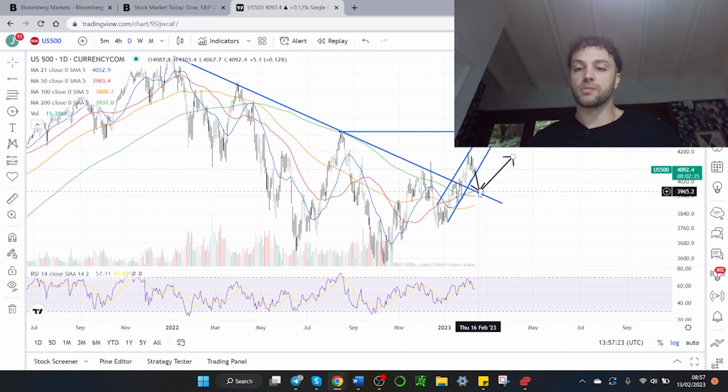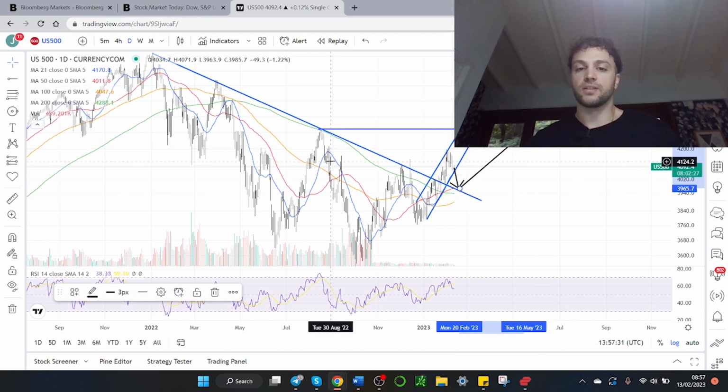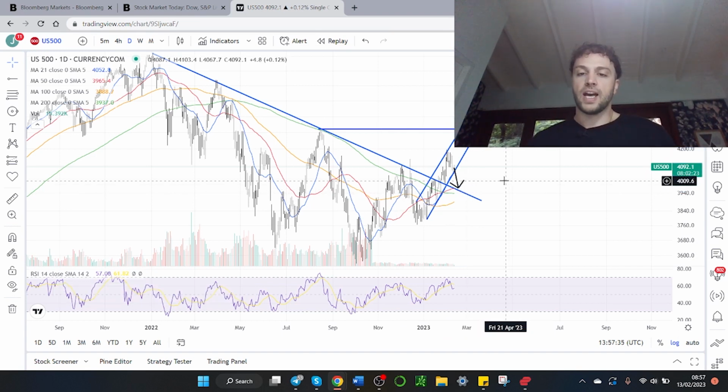If we get the pullback, find support here, then we could get up there. This would be over the course of a while, though. Maybe it would take us until May or the summer to do such a move if we did pull back under 4,000 again. Anyway, that's a lot of ifs.